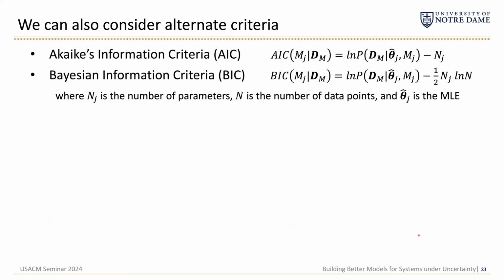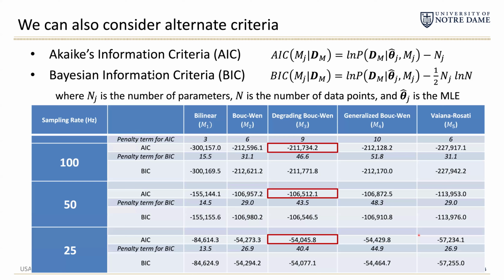And so we first considered some alternate criteria. Beyond just Bayesian model selection, there are other model selection criteria, such as Akaike's information criterion and the Bayesian information criterion. These are particularly interesting because they include explicit penalty functions for the number of parameters and the number of measurements that you're including. And so our thought was, is there any way in which these penalties are actually going to help us understand or explain what we're observing? But when we apply this to our model classes, we see that whether we're using the AIC or the BIC, the degrading Bouc-Wen is still selected as most probable, with similar margins as compared to the Bayesian model selection.